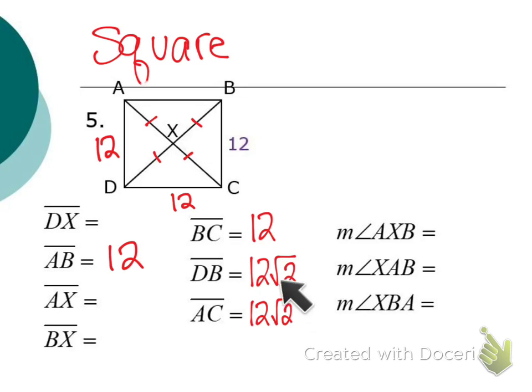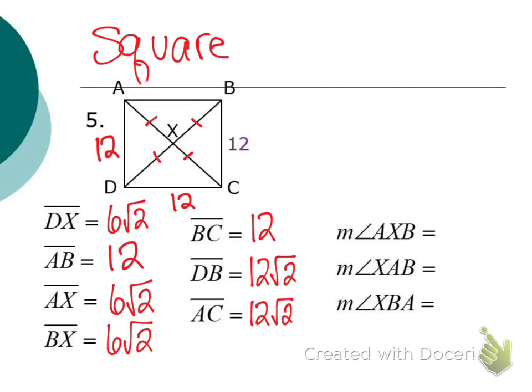Split it in half. So if I know the whole length, how can I split that in half? Divided by 2. So DX would have a length of 6 radical 2. Boom. And that means that AX has a length of 6 radical 2. And BX, they're all the same. Are we okay with all the segments before we move on to the angles?